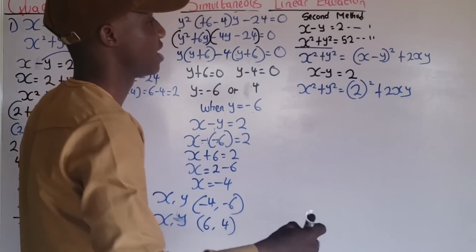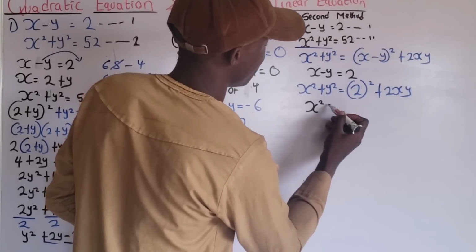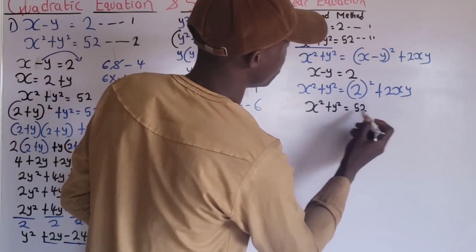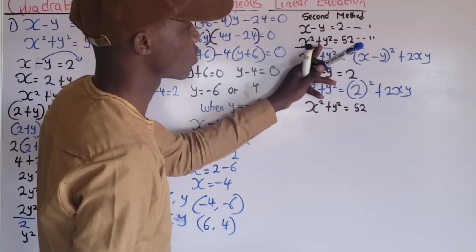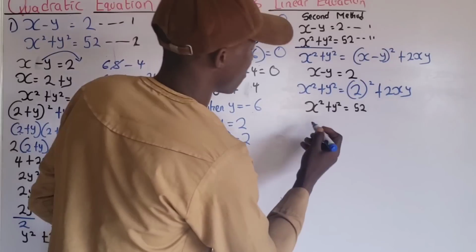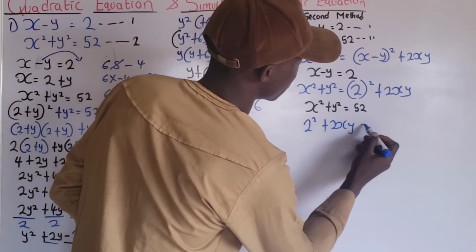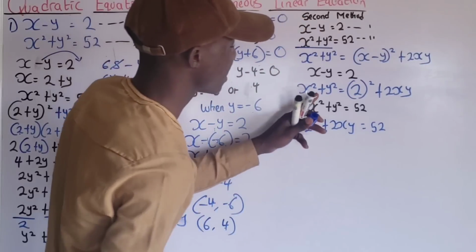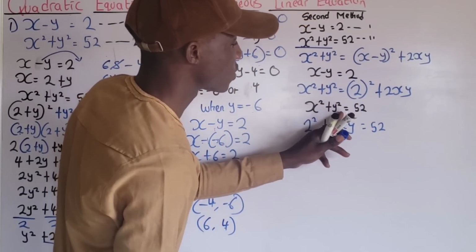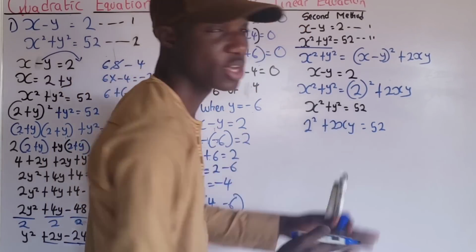Okay, look at this. Another thing is that don't forget that x squared plus y squared is equal to what? 52. You understand? In the second equation, x squared plus y squared is equal to 52. So therefore, I'm going to have 2 squared plus 2xy is equal to 52, since x squared plus y squared is equal to 2 squared plus 2xy, and x squared plus y squared is equal to 52.